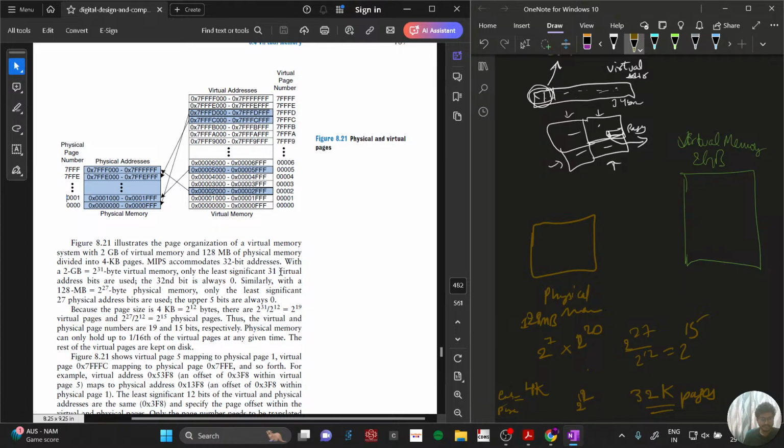MIPS accommodates 32-bit addresses with 2 GB of virtual memory. With a 2 GB virtual memory, only the least significant 31 virtual address bits are used. The 32nd bit is always 0. Similarly, with 128 MB, 2 power 27 byte physical memory, only the least significant 27 physical address bits are used.